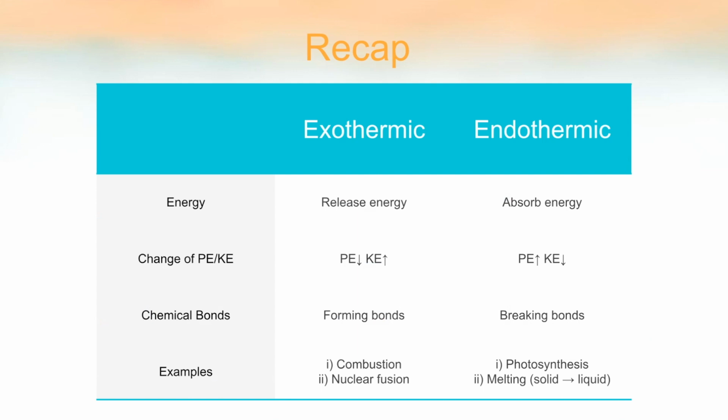Again, for the recap, an exothermic reaction releases energy to its surroundings when it forms bonds, so potential energy of the products decreases and kinetic energy of the products increases. An endothermic reaction requires or absorbs energy from its surroundings to break bonds down. So, as the potential energy of the products increases, the kinetic energy of the products decreases.